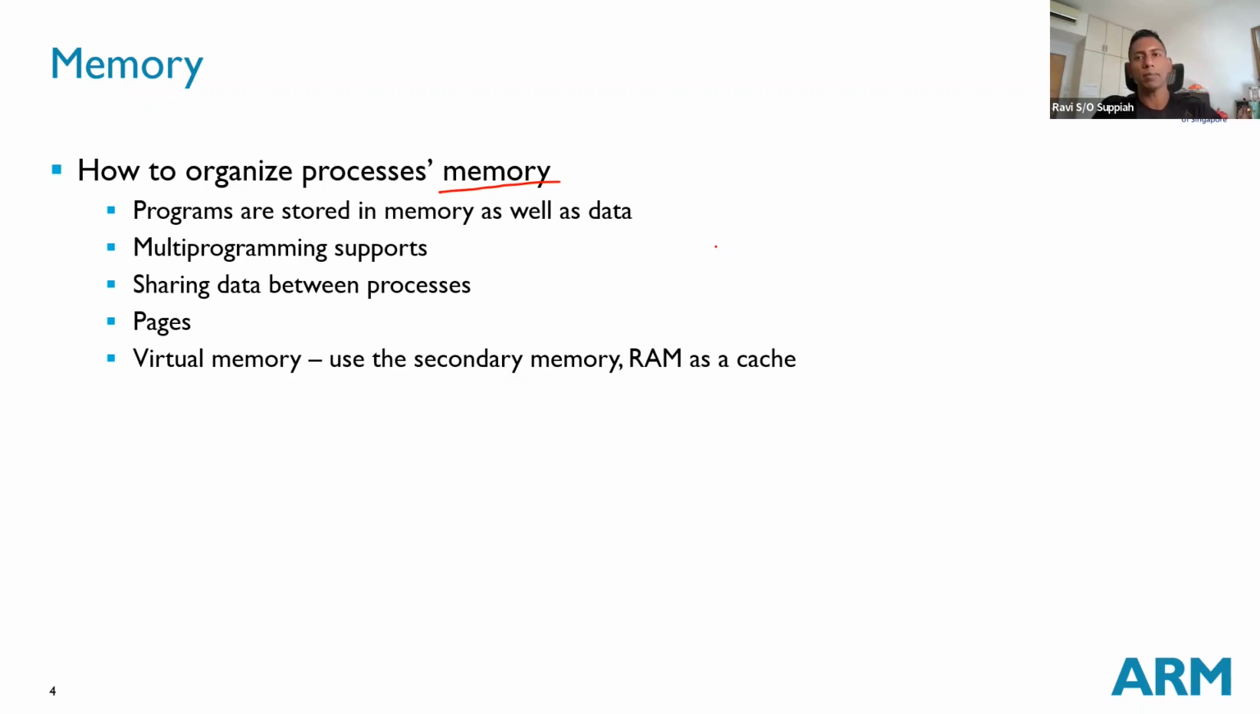But at the same time, there are things that are being shared, because Microsoft Word is a single application, but you're opening up multiple instances of it. So how do I manage this? These are things we will talk about. And we also talk about virtual memory. How do I increase the memory that I have virtually, to support more processes being managed by the system?